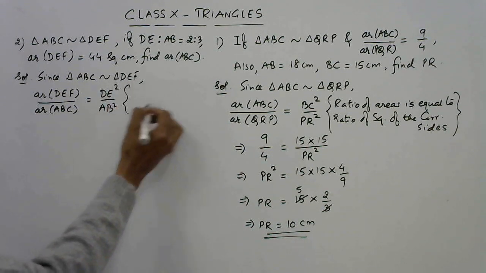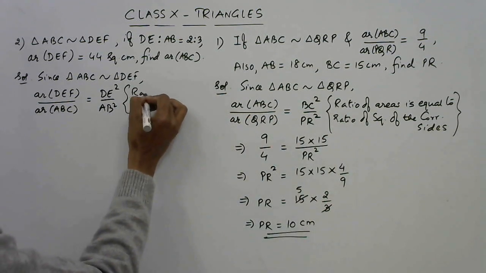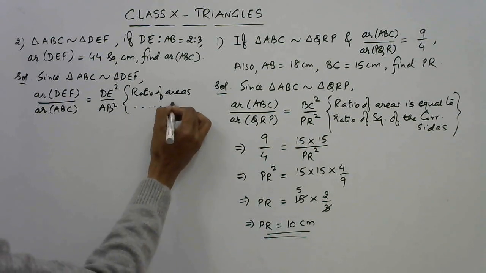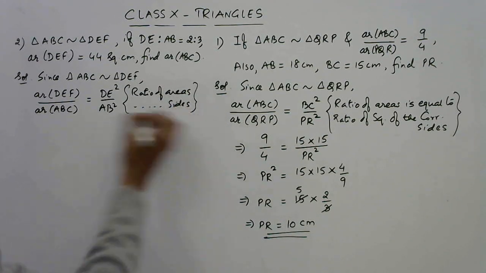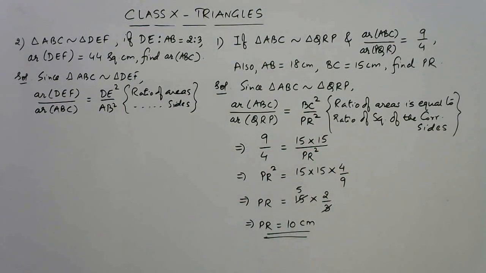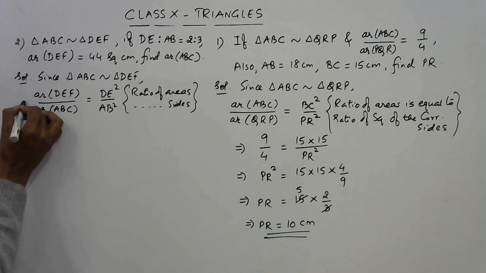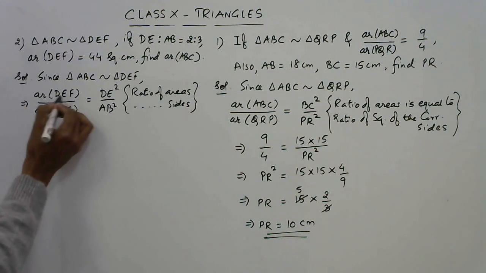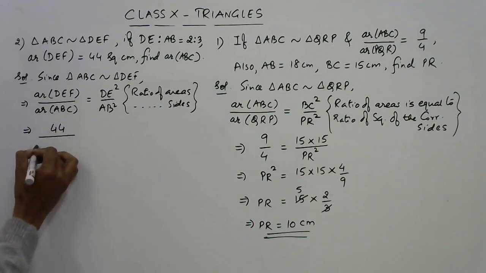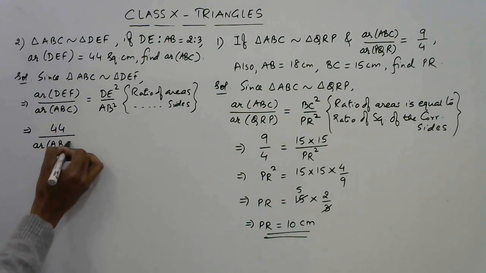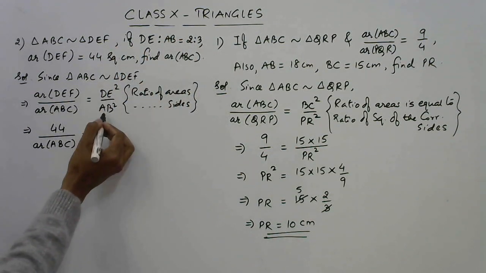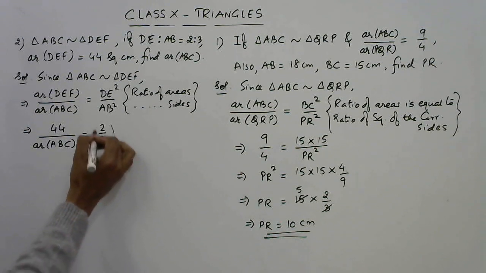And you need to mention the same result which we have mentioned here. Ratio of areas of two similar triangles is equal to ratio of squares of their corresponding sides. So I have written it in short form here. You have to write the same result which we have written here. Now, the area of triangle DEF is given here as 44. So this is 44, and area of triangle ABC is required to be found out. And what is DE ratio AB? It is 2:3. So DE square upon AB square is 2:3 whole square.